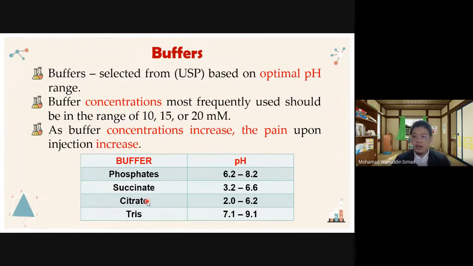The buffer selected must be from USP, based on the optimal pH range. We can look at the USP and FDA approvals on the selection of buffer. The buffer concentration used should range from 10, 15 or 20 millimolar. As buffer concentration increases, the pain upon injection increases. So these are examples of buffers that have been approved by FDA and stated in the USP, the US Pharmacopoeia, to be used in the human body.